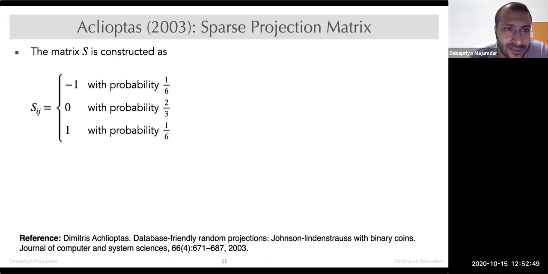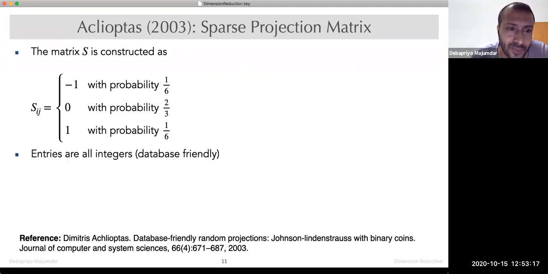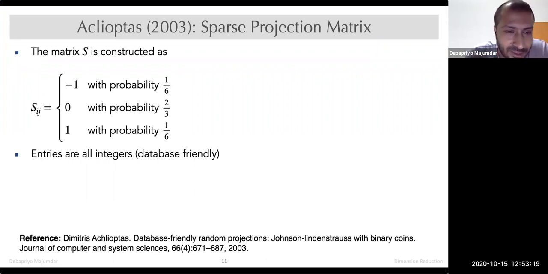The matrix S is constructed so that every ij-th entry of this R cross N matrix is -1 with probability 1/6, 0 with probability 2/3, and 1 with probability 1/6. That means with probability 2/3 it is a 0, and the rest of the time, with probability half it is -1, or with probability half it is +1.